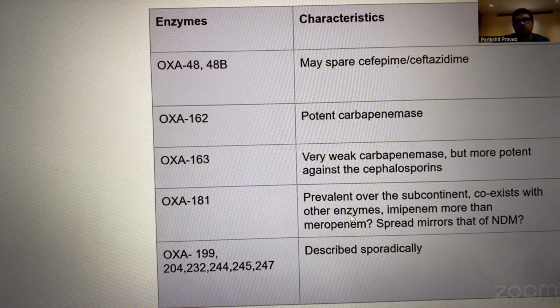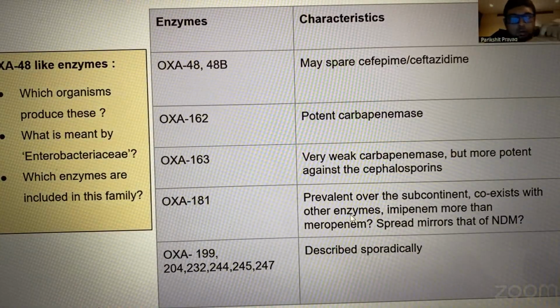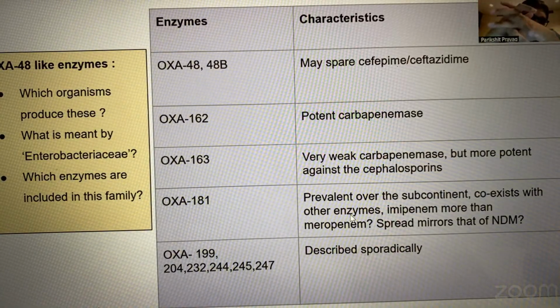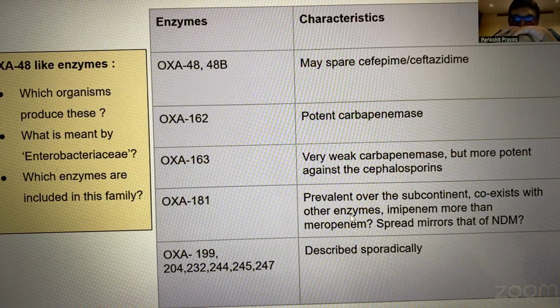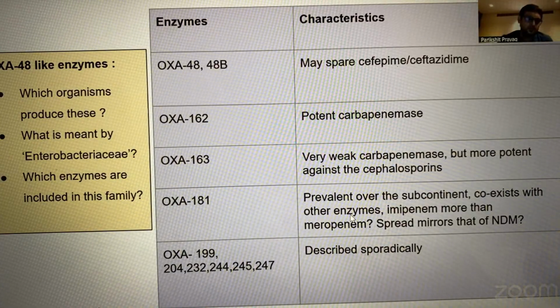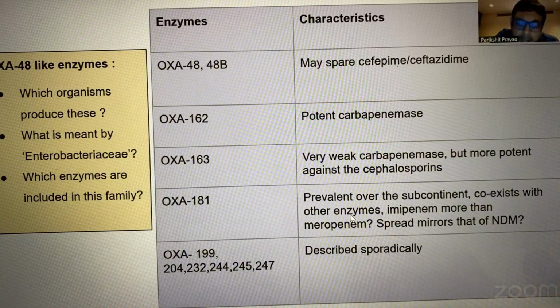Now what about the OXA enzymes? If you talk about the OXA enzymes, then the first family, if you can use that word, or group of enzymes that you want to talk about is the OXA48-like group. Now remember, this is a group of enzymes, and most of your PCR-based tests are not going to really tell you which subtype of OXA48 you're dealing with. These tests are going to club them together and describe them as OXA48. So what are these OXA48-like enzymes? These are class D carbapenemases, and which organisms produce these? These are mainly produced by Enterobacteriaceae.